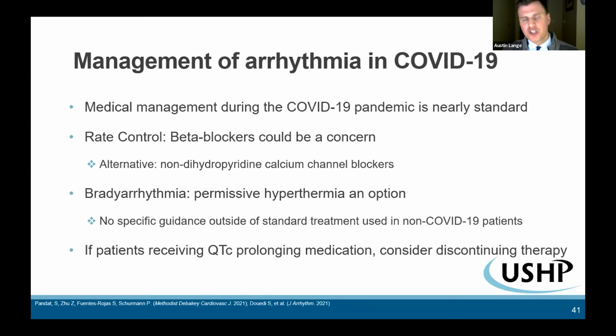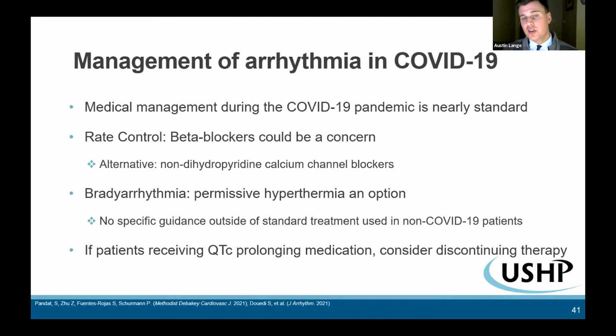So what can we do for these patients? Medical management, again, is very standard, as opposed to a non-COVID patient. But for rate control specifically, beta blockers can be a concern because of the potentiation of breathing concerns with the beta blockade. So as an alternative medication, we can use non-dihydropyridine calcium channel blockers such as diltiazem. Specifically for a bradyarrhythmia, we want to ensure the patient's not on any sort of AV nodal blocking medications or any rate control medications like listed here.